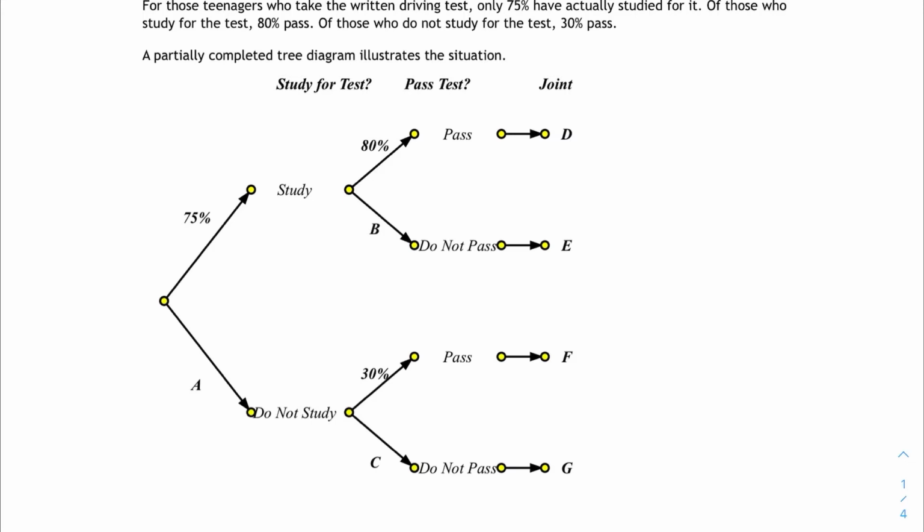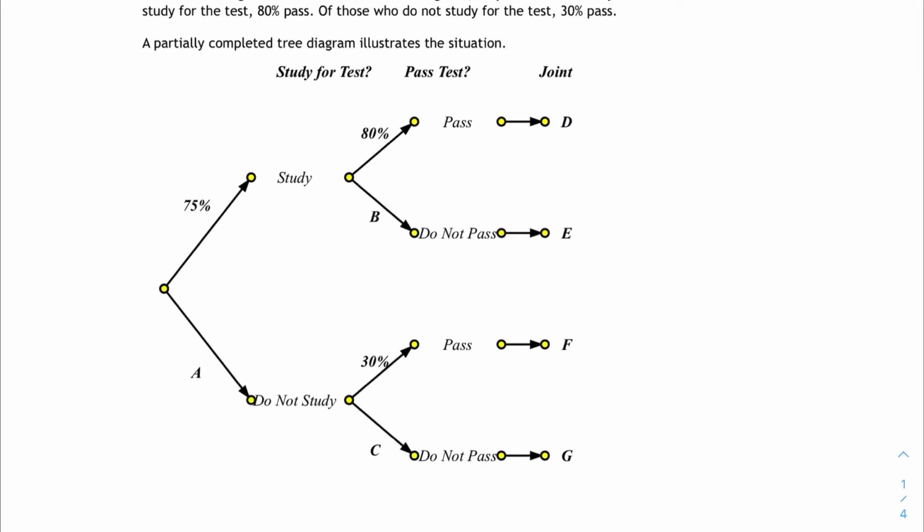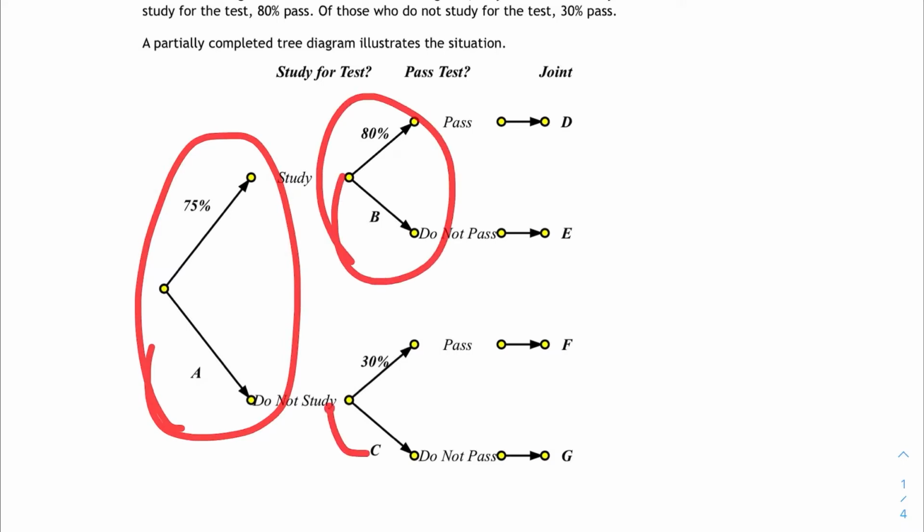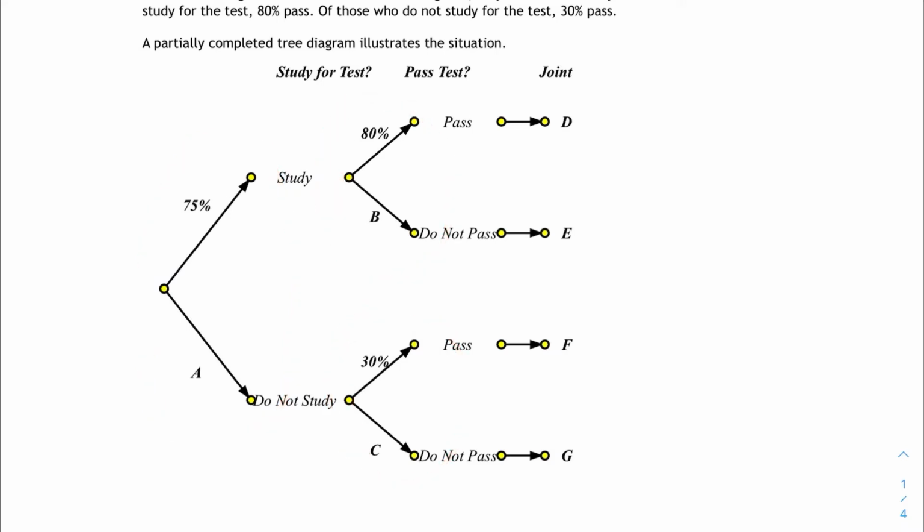All right, the thing about these tree diagrams, I have a partially completed one here, is that each of these branchings, each of these branches, represents a complement. So, for instance, if 75% of the teenagers studied, then by default 25% of them, or the complement, 100% minus 75%, do not study. So this would be the probability that a student did not study, the complement.